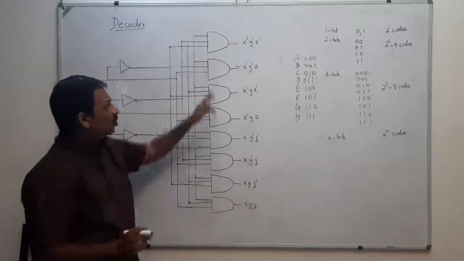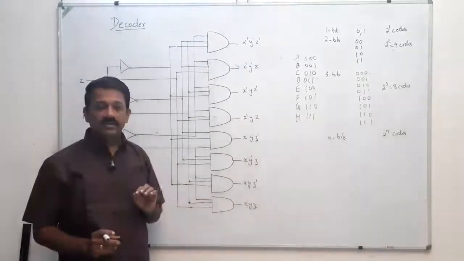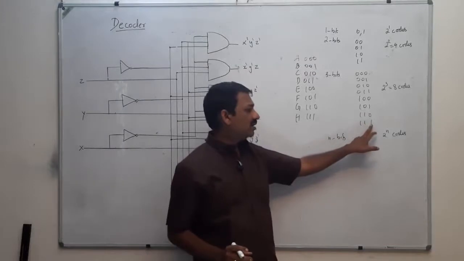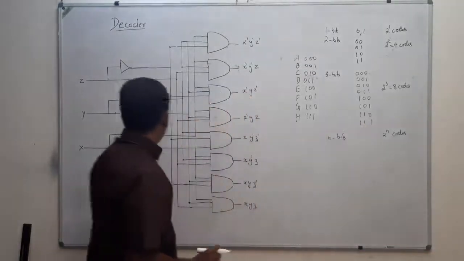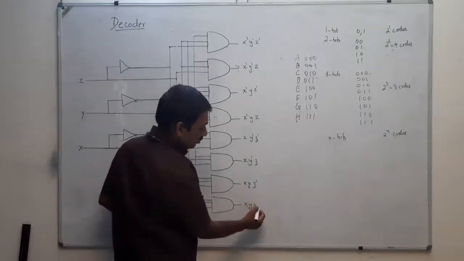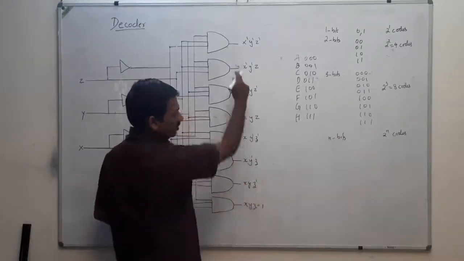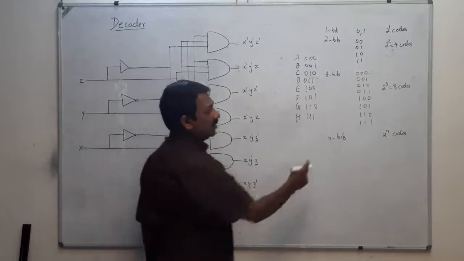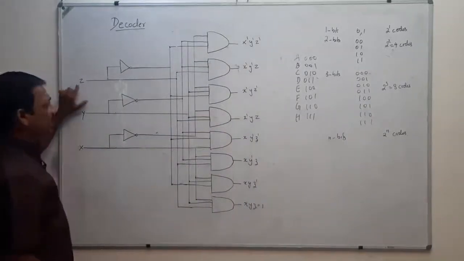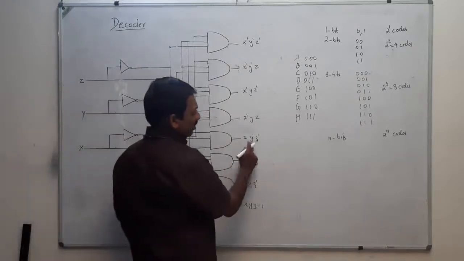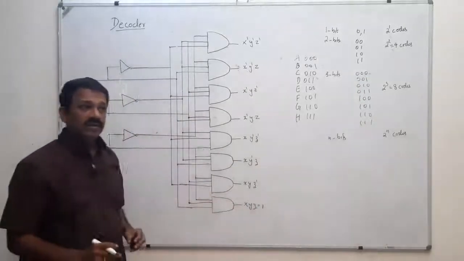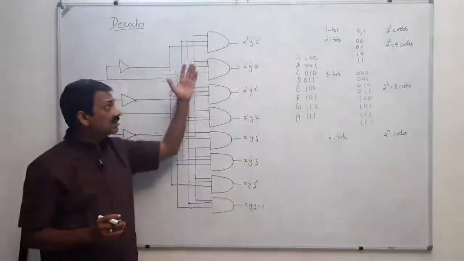Now, only one of these will be set, and all the others will be 0. If x, y and z are ones, then x y z will be 1 and all the others will be 0. And if x, y, z are 1, 0, 0, then x y bar z bar will be set and all the others will be 0. This is a decoder circuit.